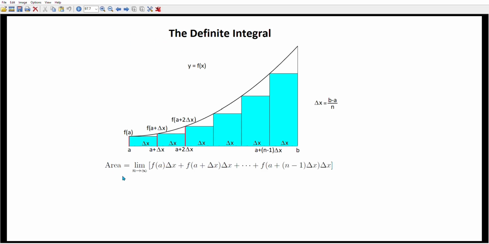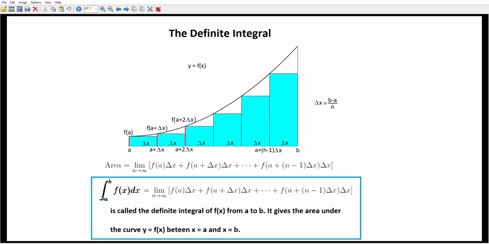What we decided was, when you cut this thing up into n pieces and let n go to infinity, you got the area. This is what we're going to call the definite integral. This symbol, integral from a to b of f of x dx, is equal to this sum, which you will recall is a Riemann sum. And this is called the definite integral of f of x from a to b. It gives the area under the curve y equals f of x between x equals a and x equals b.